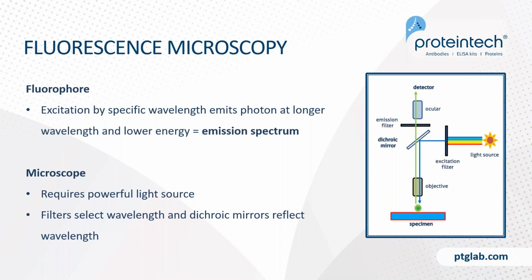The microscopes that we use to do this need a powerful light source with all visible white light wavelengths. This light then passes through an excitation filter to be reflected by a dichroic mirror, where it passes through the objective and hits our specimen with the fluorophores. The fluorophores then emit the separate emission wavelength, which passes back through the objective, through the dichroic mirror, and then through the ocular and into the detection system, where we can either visualize this directly or on a screen.